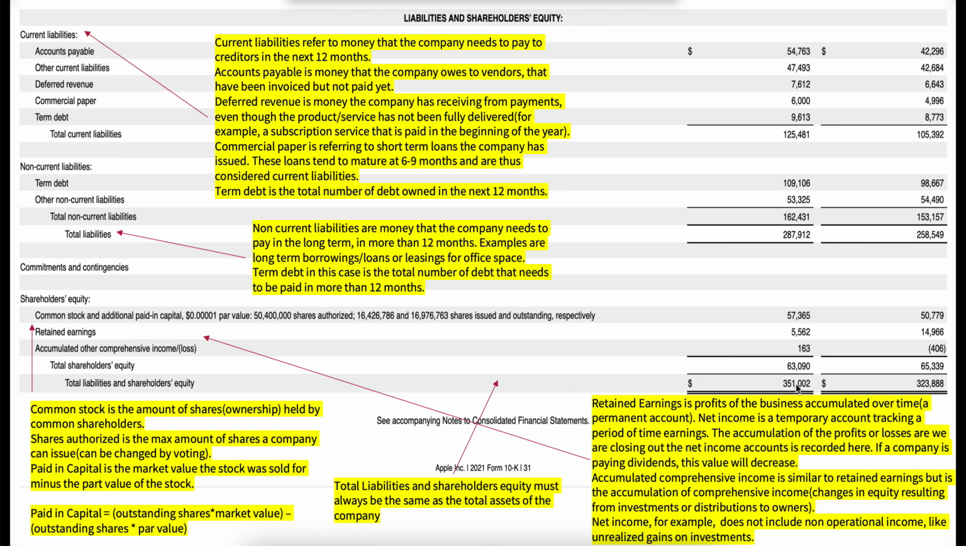The reason, and it's useful actually to know, is because the total liabilities, when added to the shareholders' equity, must always be the same as the total assets of the company. And you can actually see that the total assets of the company is $351 billion. Now, a little bit later, I'm going to go back to our tool, and you will see how this breaks down with our tool and how you can actually see all these values here.